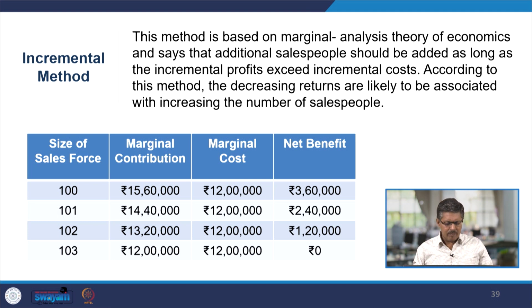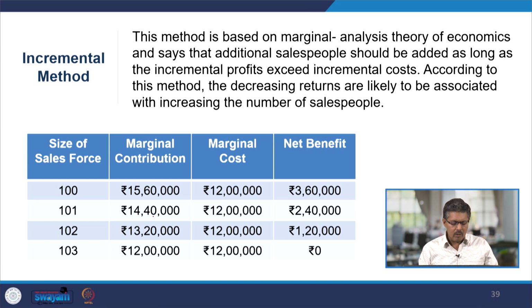For example, this method is based on the marginal analysis theory of economics, and it says that additional salespeople should be added as long as the profits exceed the incremental cost. So, the incremental cost in this case, let us say, is 12 lakhs per salesperson we are incurring, but the benefit that we are getting, let us say for the 100th person, is 15 lakh 60,000 as our contribution.